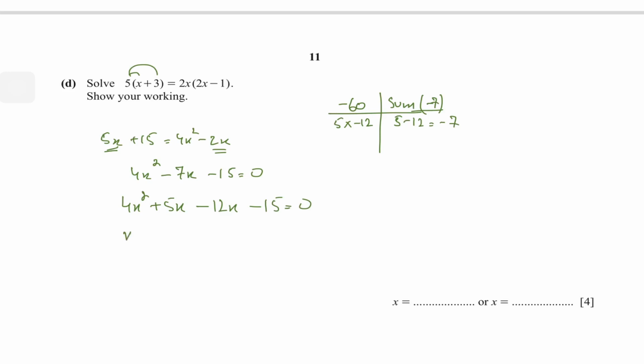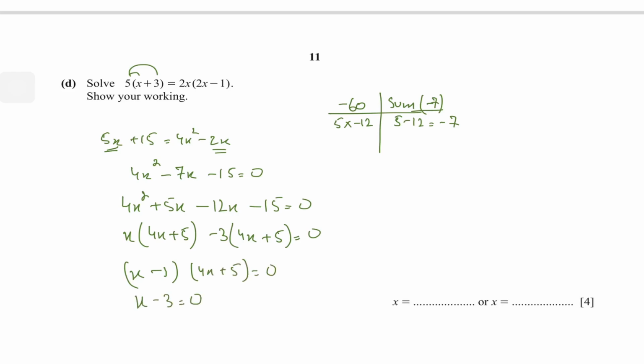In the first pair I can factor out x, which gives me 4x plus 5. In the next pair I can factor out minus 3, which also gives me 4x plus 5, equals 0. So (x minus 3) into (4x plus 5) equals 0. That means x minus 3 equals 0, or 4x plus 5 equals 0. So x equals 3, or 4x equals minus 5. So x equals minus 5 upon 4. So 3 or minus 5 upon 4 are our final answers.